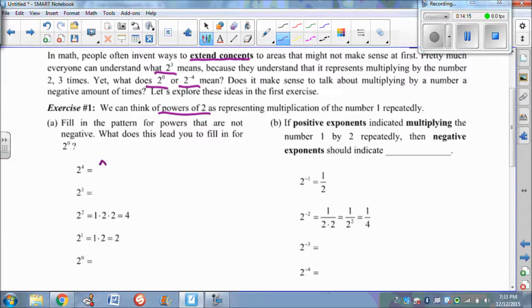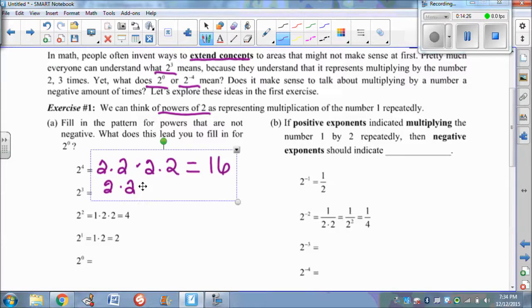So 2 to the 4th means that, which, if we figured out what that equals, it's 16. So then 2 to the 3rd means that, and we know that that is 8. And then 2 to the 2nd, they threw a 1 in there, which isn't necessary, means 2 times 2, which is 4. And then 2 to the 1st means 2 just 1 time, which equals 2.